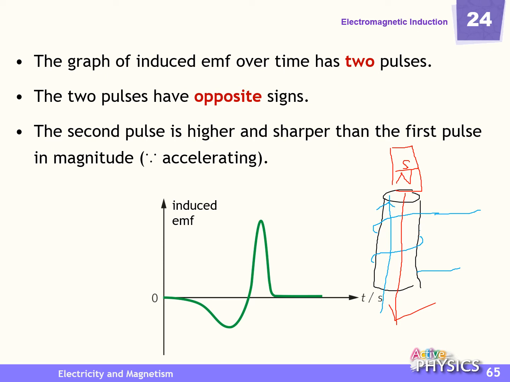At first the magnetic field lines are pointing up. When the magnet is dropping down, after a certain time, I will draw another diagram. Please wait.